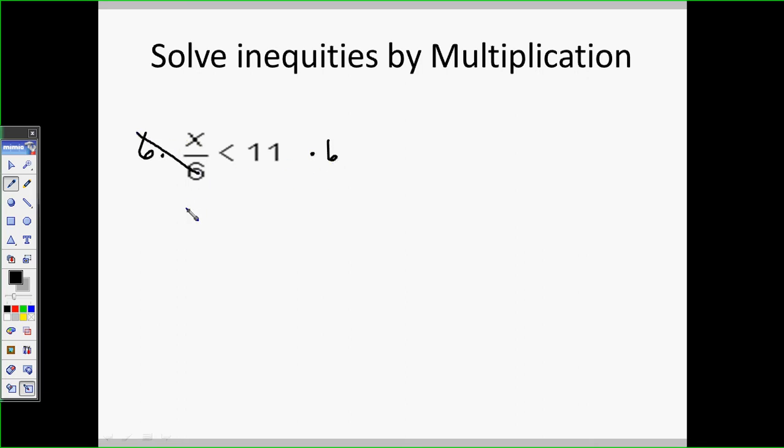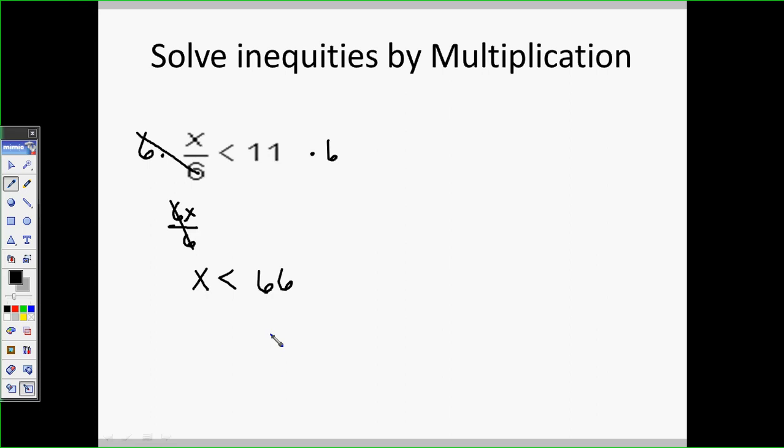These 6's cancel. It actually becomes 6x over 6, and 6 over 6 is 1, or 1x, which is just x. Or you can just remember that when you multiply by the denominator here, you're canceling these out. And 11 times 6 is 66. So x is less than 66.